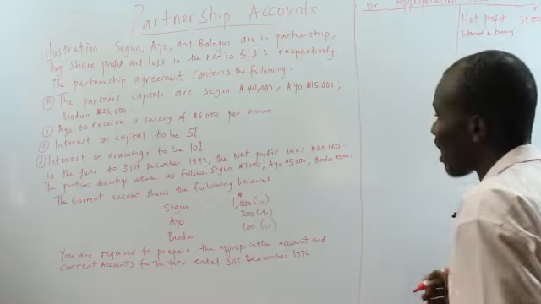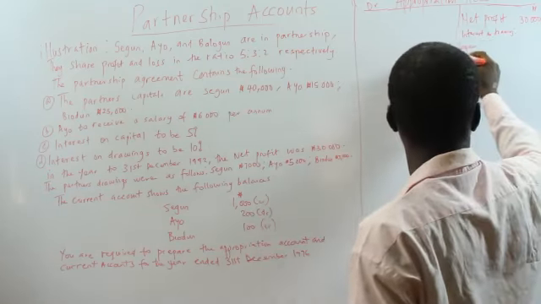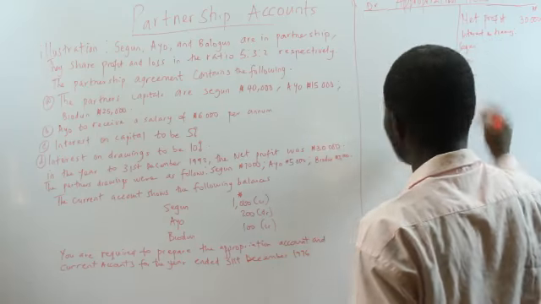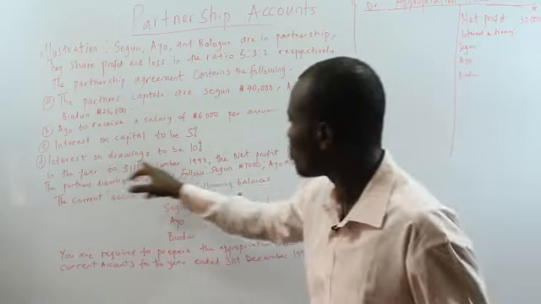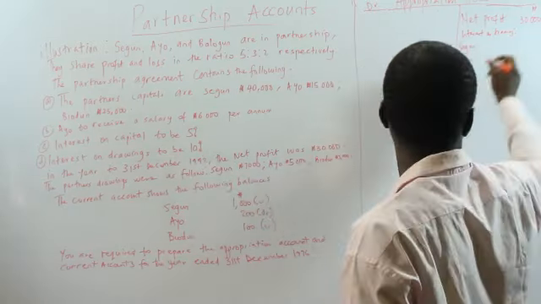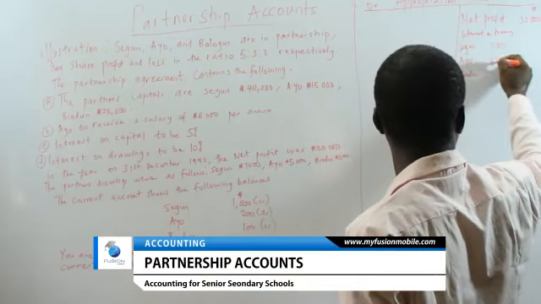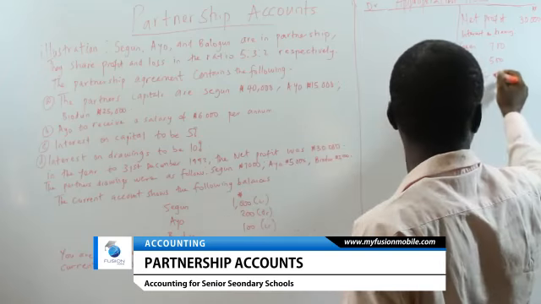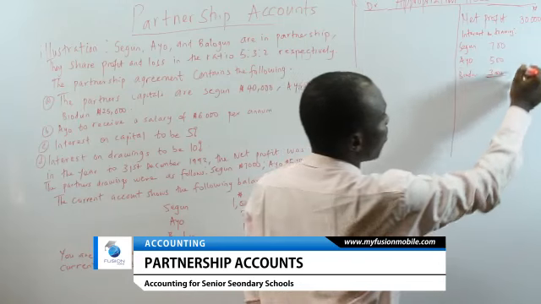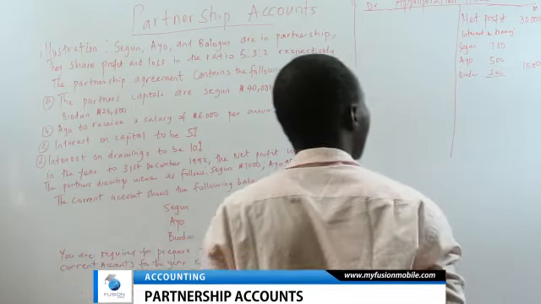How many partners withdrew? Shegun withdrew, Ayo also withdrew, and Biodun also had drawings. So 10% interest on drawing: 10% on 7,000 gives us 700, 10% on 5,000 gives us 500, and 10% on 3,000 gives us 300. The total amounts to 1,500. So we are done with interest on drawing.